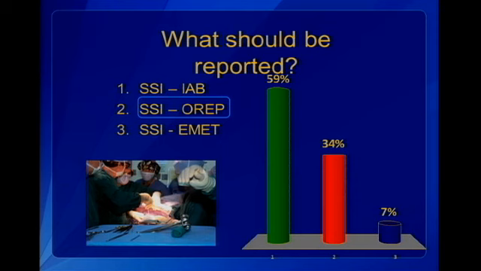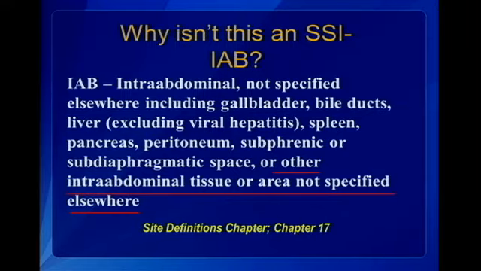Because I think that when I was an IP, true confession, I was calling these IABs. Here's the reason, and this is again getting back to why I read you the IAB definition, and especially with HIST being reportable. IAB is other intraabdominal tissue or area not specified elsewhere. That's the IAB.